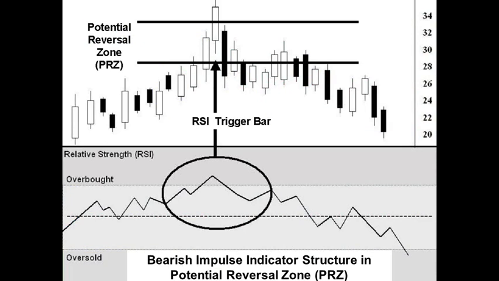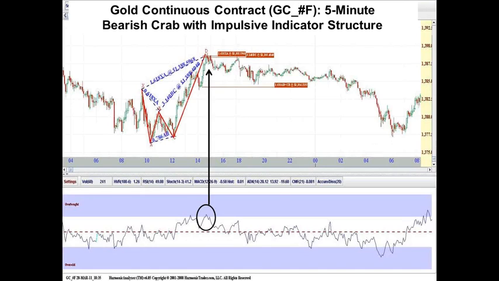Looking at a bearish impulsive indicator structure in the potential reversal zone, we want to take note of the reading, the RSI reading itself, as the pattern completes and the reading reverses out of the overbought area. Looking at this chart of gold on the continuous contract on a 5-minute, we see a bearish crab with a real nice impulsive indicator structure.